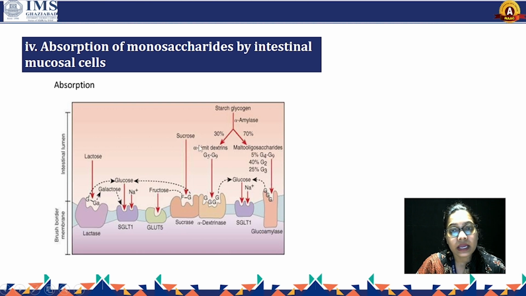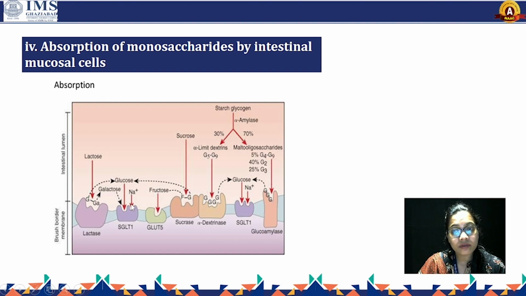Now alpha limit dextrin release gives some G5 to G9, meaning glucose 5 to 9 units. It will again be acted on by the alpha dextrinase enzyme. Now we have also learned about sucrose. Sucrose is hydrolyzed by the enzyme sucrase. After cleaving the bonds, it will give 1 unit of fructose and 1 unit of glucose. Fructose goes with the help of the GLUT5 channel.